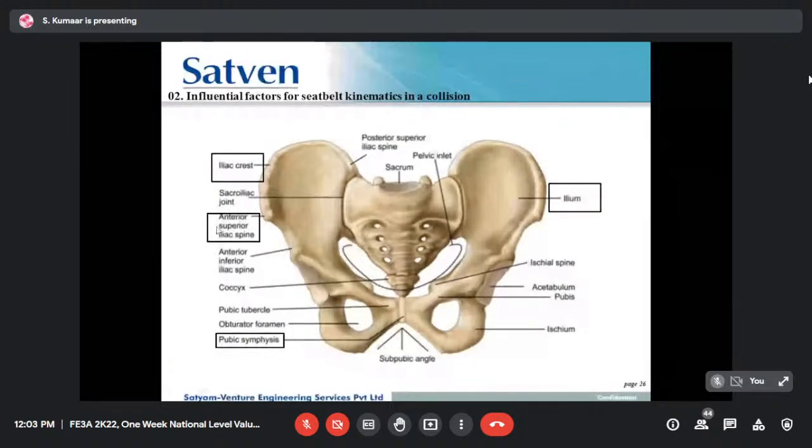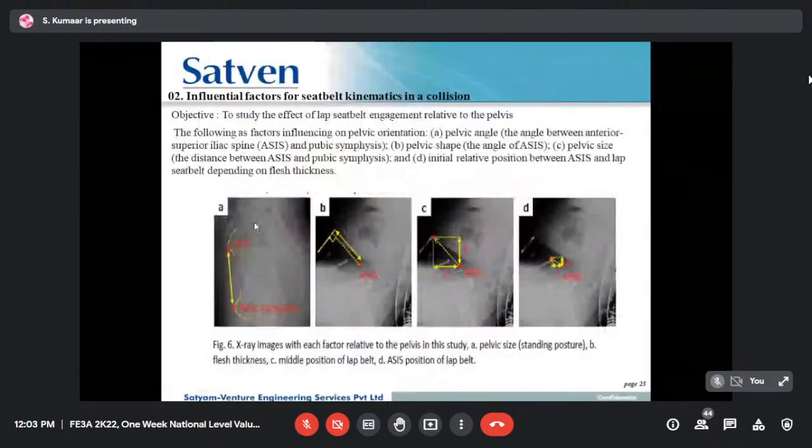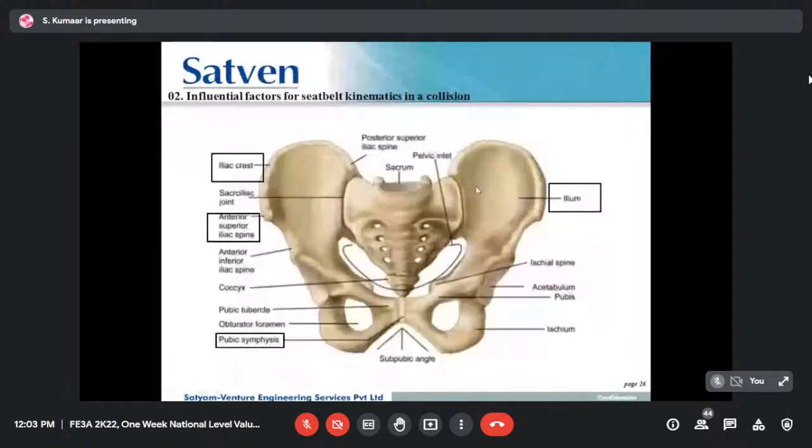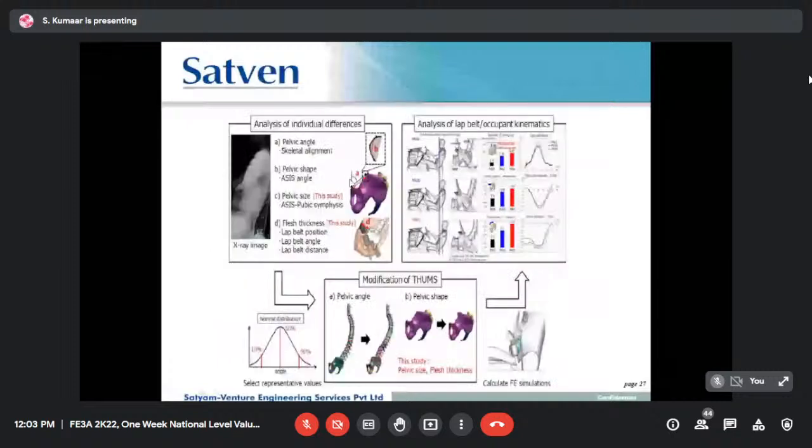The same way we can change the pelvic shape and the pelvic size also. After that we perform the simulations, where the parameters are pelvic angle, pelvic shape, pelvic size, and flesh thickness. Based on those changes we get responses from the simulation, and the simulations mostly measure the lap belt sliding in the Z direction, how the lap belt is moving up.